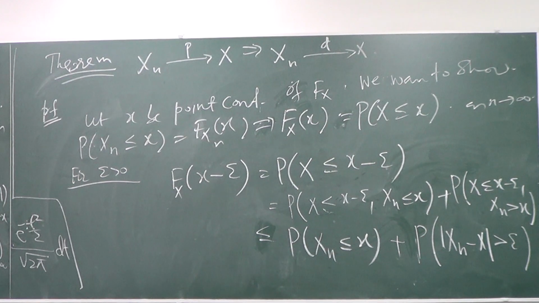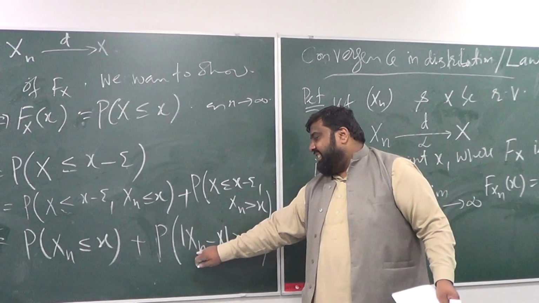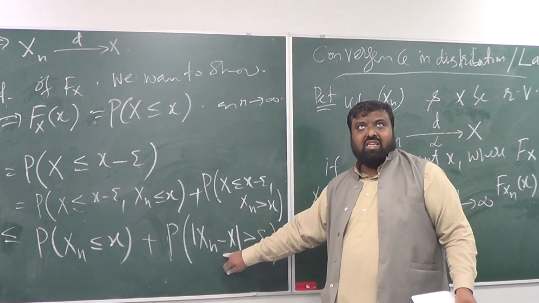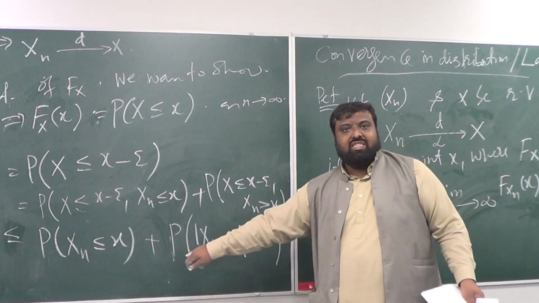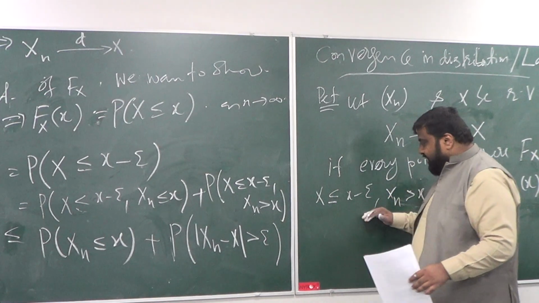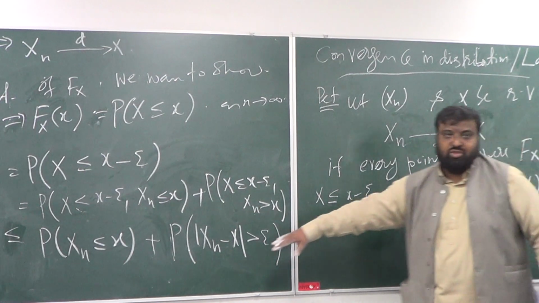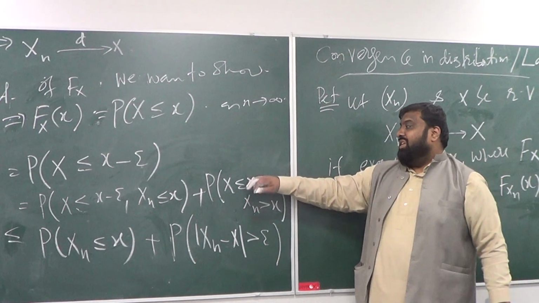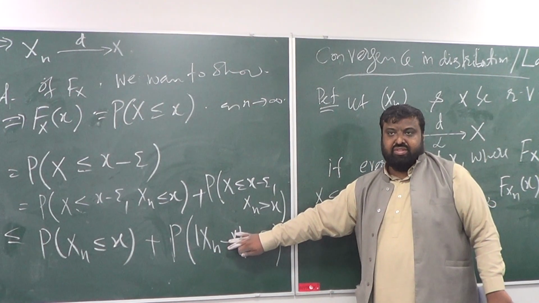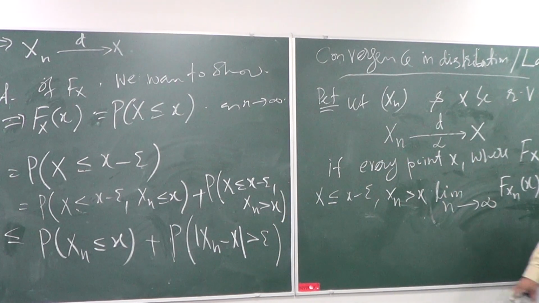But you can see that using these two inequalities, I can show that Xn minus X is bigger than epsilon and Xn minus X is less than minus epsilon. So in other words, both inequalities can be proved using these two inequalities. Therefore, those omegas for which this is true, this must be true. So those omegas which satisfy this form a subset of the omegas which satisfy this. Therefore, the probability should be less than or equal to.